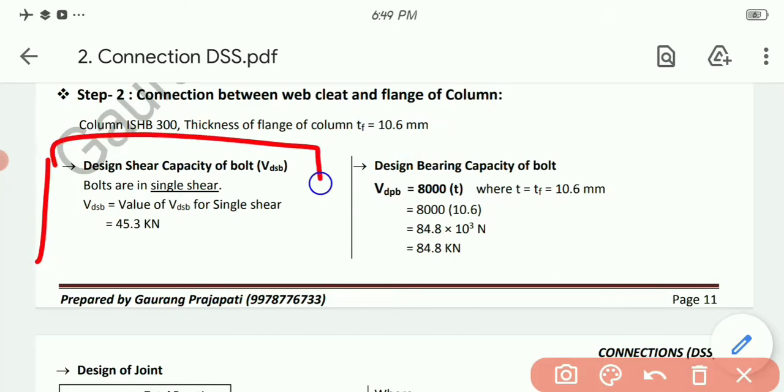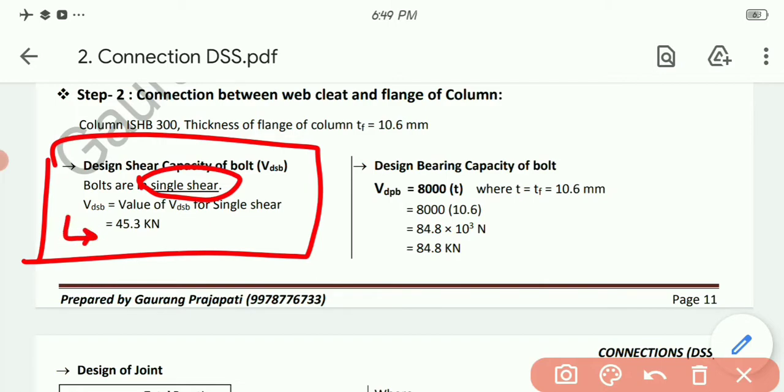Now let's calculate the shear capacity, VDSP. The formula gives 45.3 for the single shear. As we have already seen in the theory, the bolt will be subjected to single shear. So the single shear value is already there, that is 45.3 kilonewton. Put down the value over here, we will get VDSP 45.3.